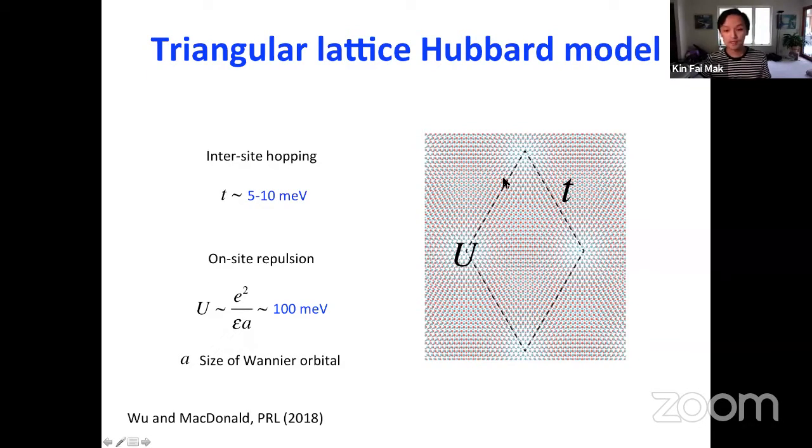Okay, so the simple message here is that if you realize this system, the physics is expected to be described by a simple Hubbard model with electron hopping between sites and a large on-site Coulomb U. And I'll come back to some deviations from this prediction later in the talk.